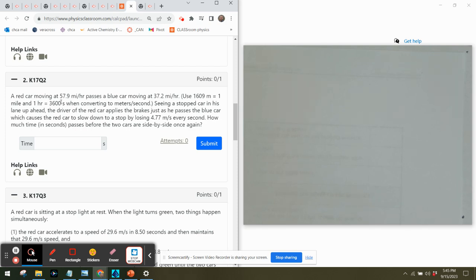And so it says that a blue car passes a red car, and it gives us some speeds or velocities in miles per hour. Then it gives us a hint right here to use meters and hours to seconds to convert this.